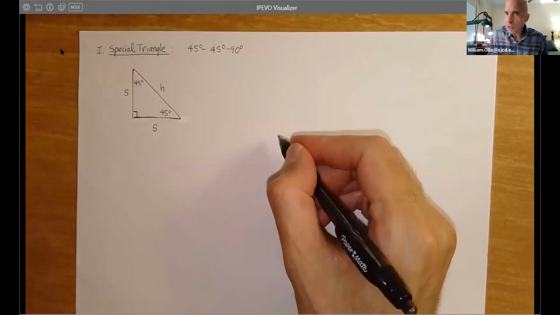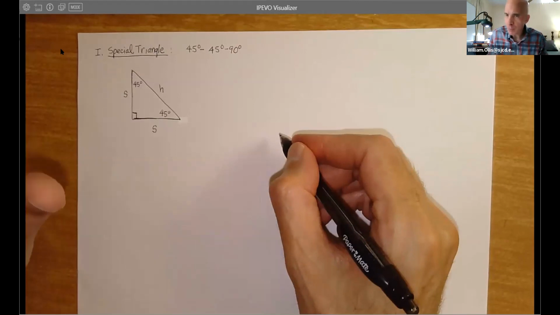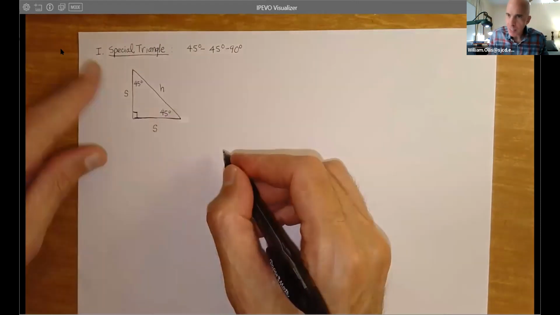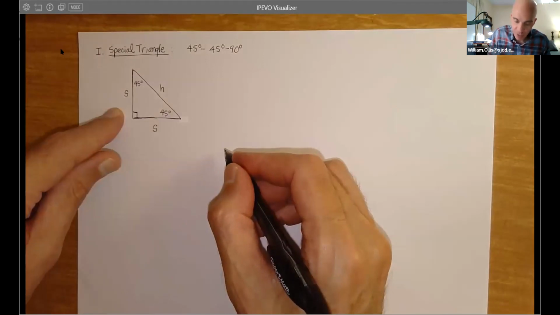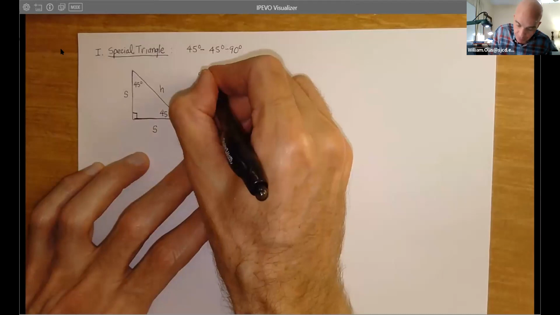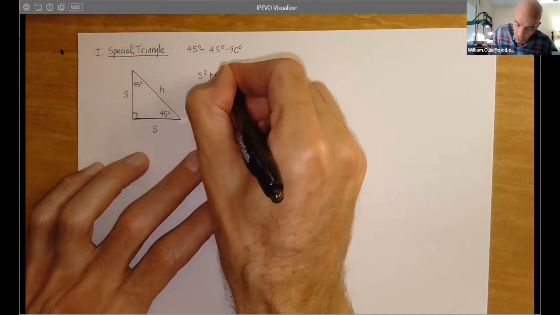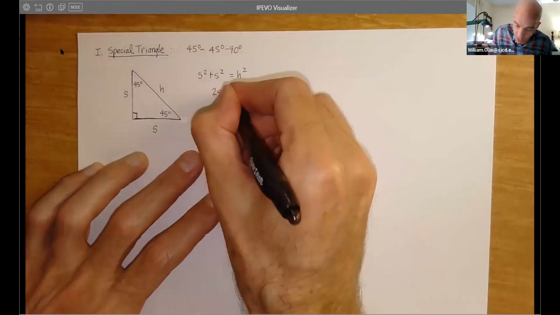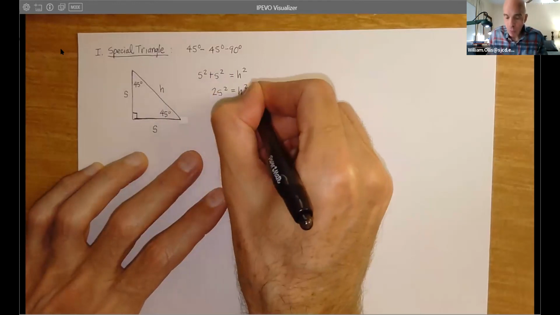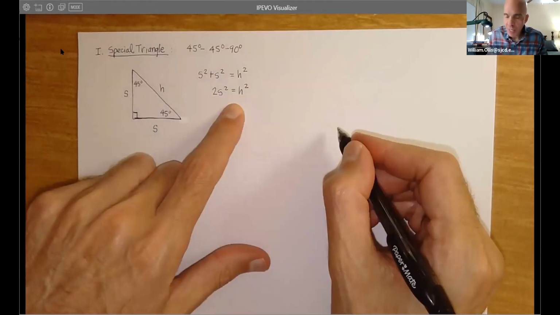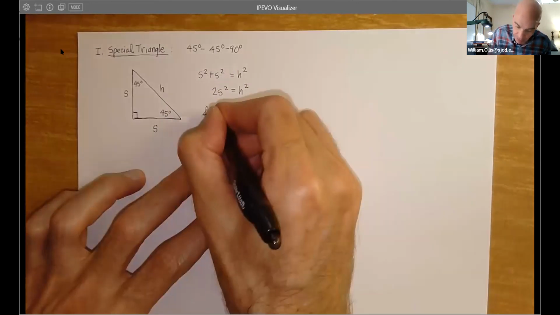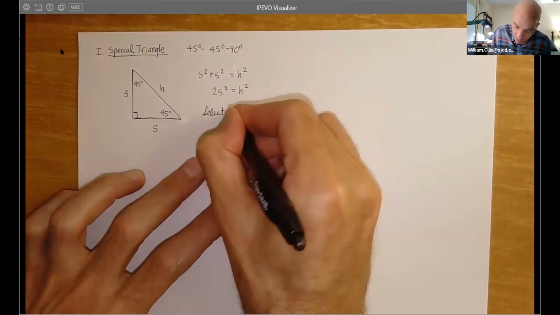So again, degree measure is useful. It's pure measure, but we have to remember to make conversions when necessary, especially when we're computing arc lengths. So now when we look at this, at least with this lettering, we have the use of the Pythagorean theorem. So we have S squared plus S squared is equal to H squared. And so that gives us 2S squared equals H squared. Now we've got these non-negative quantities, so we can use the square root property, but we can select the positive radical.